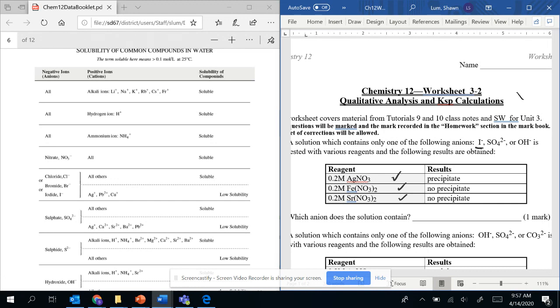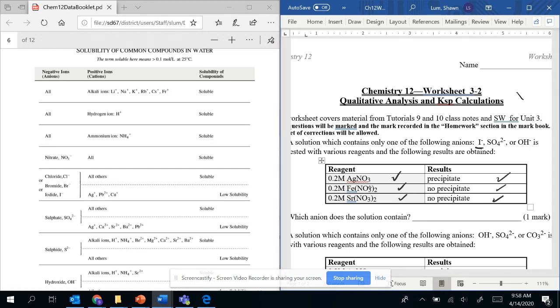So first off, it forms a precipitate with silver. So if we look over here, we see that iodine and silver, it does form a precipitate. So that seems to check out. But it does not form a precipitate with iron. So iodine, that makes sense for both of these ones. So it is looking like it's going to be iodine, because iodine will only form a precipitate with Ag, but not with Fe or Sr. Fe and Sr would be under all others right here.